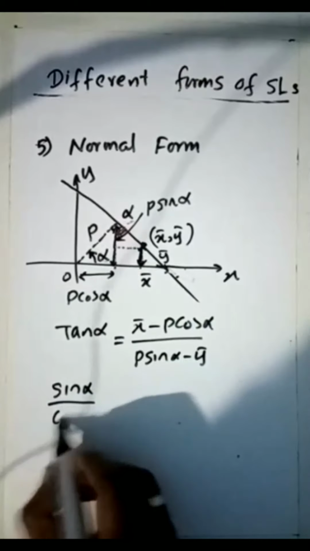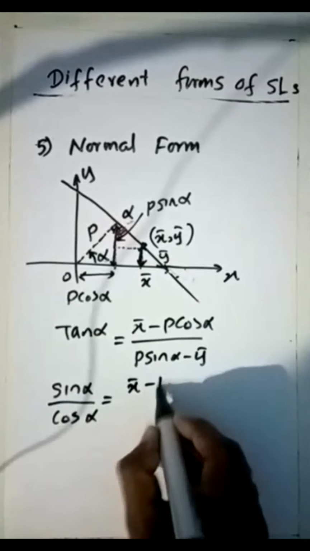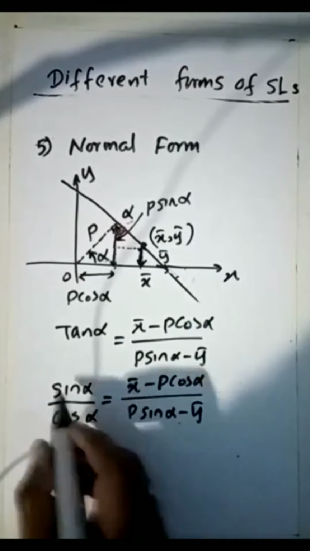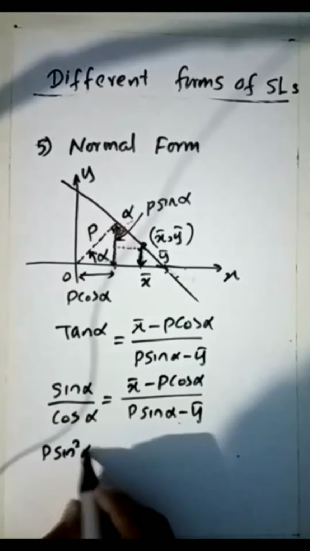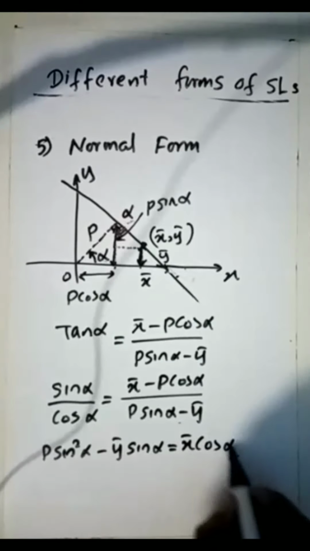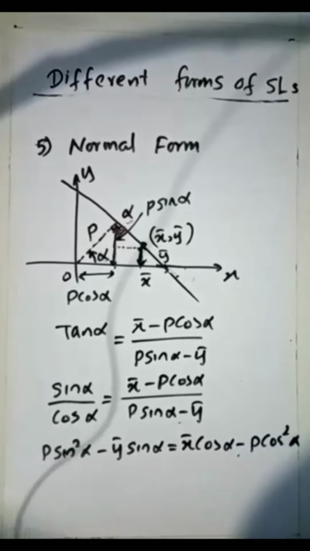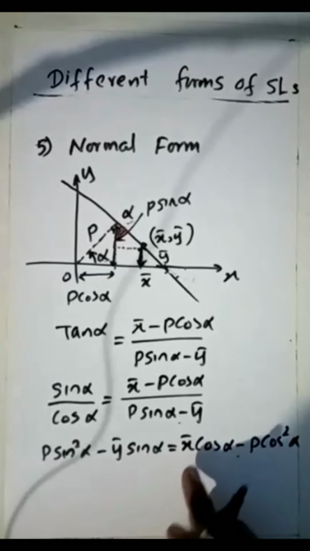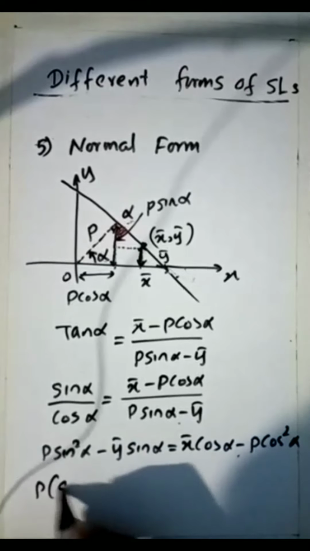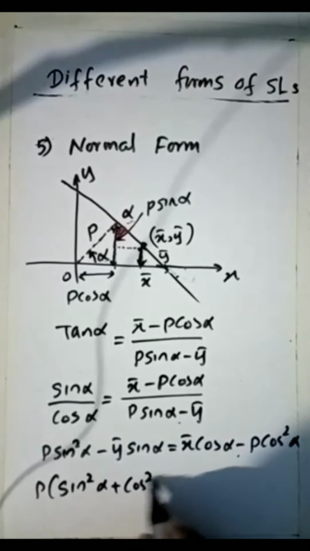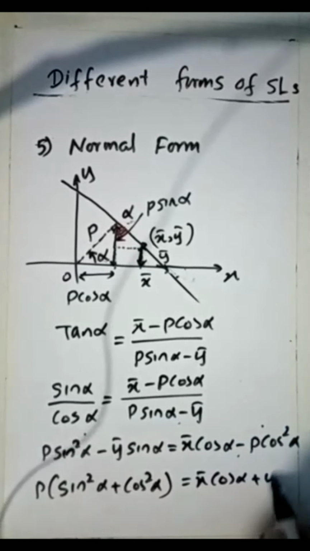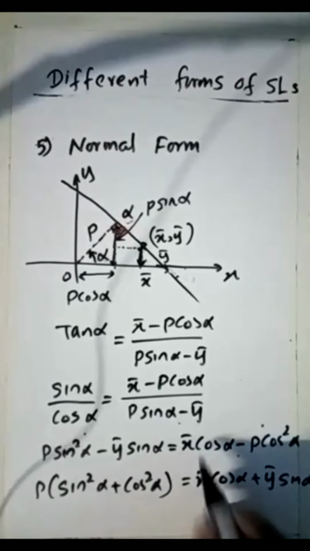Then sin alpha over cos alpha equals (x bar minus p cos alpha) over (p sin alpha minus y bar). Now cross multiply. p sin squared alpha minus y bar sin alpha equals x bar cos alpha minus p cos squared alpha. Now take here y bar the other side, p here this side. Then p times (sin squared alpha plus cos squared alpha) for these two, x bar cos alpha plus y bar sin alpha for these two.